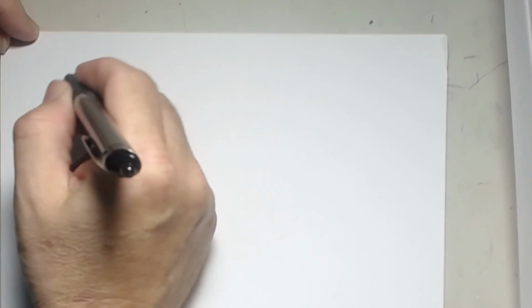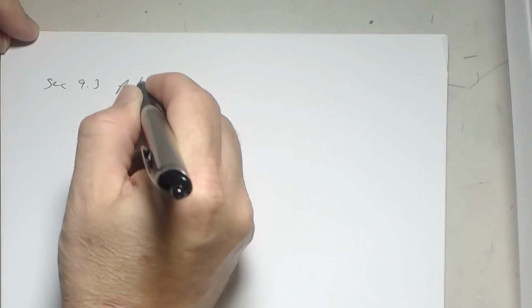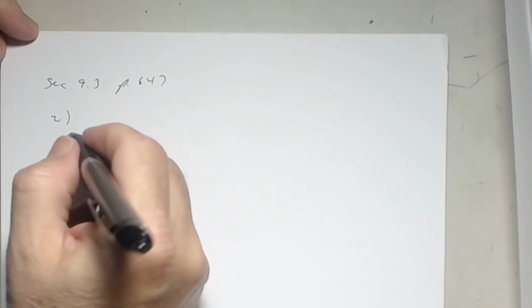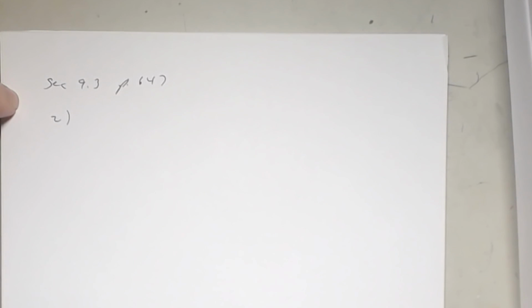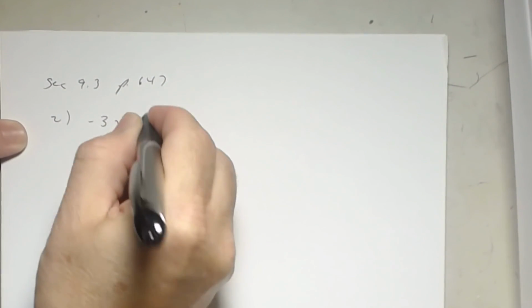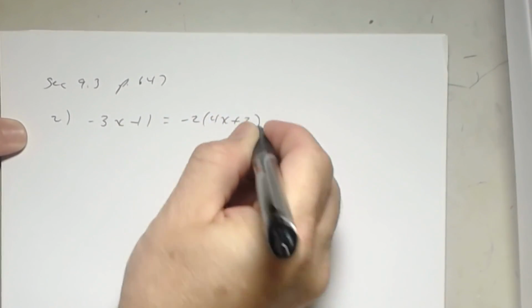So, for example, let's look at this. Okay, this is section 9.3 on page 647. So this is number 2. So even though I'm writing number 2, and number 2 is in section 9.3, and 9.3 is not in your test, number 2 could still be in your test because it's very similar to what we did. Okay, watch. Negative 3x plus 1 equals negative 2 times 4x plus 2.